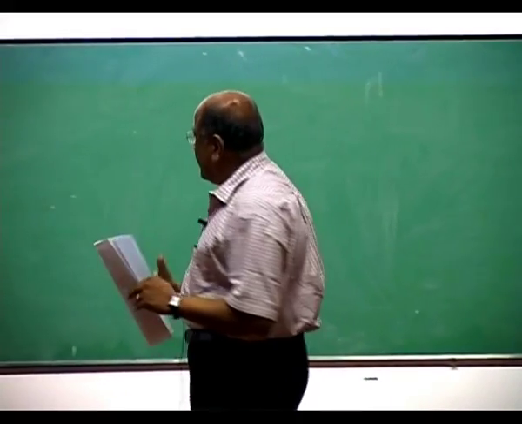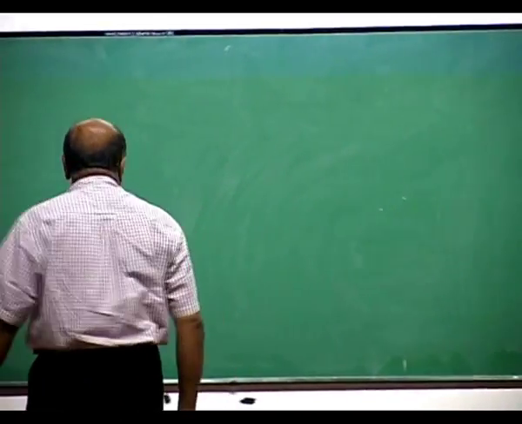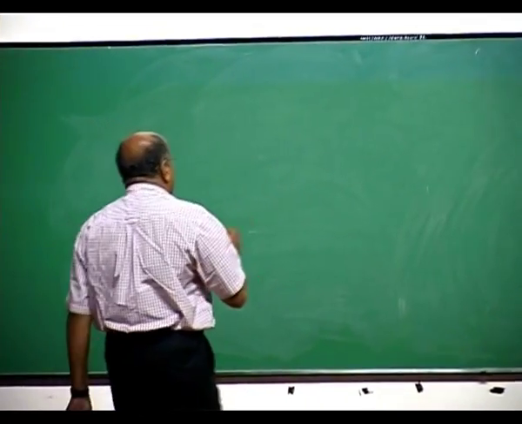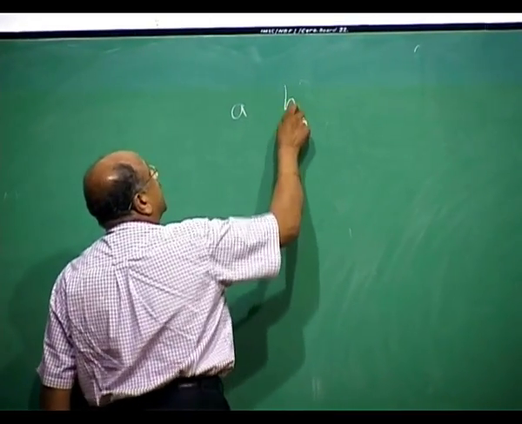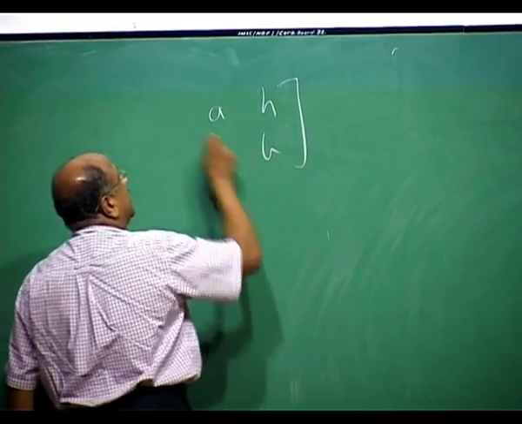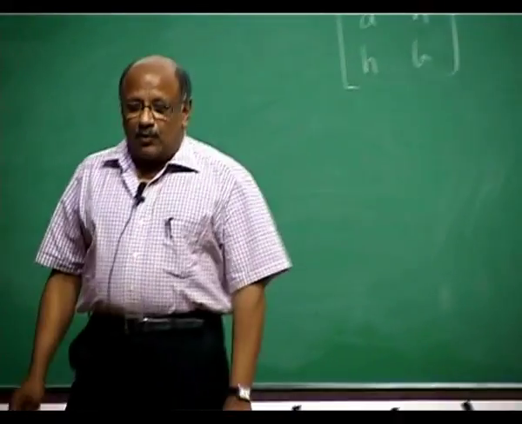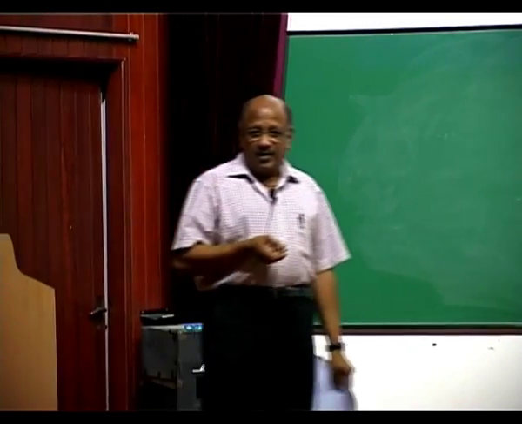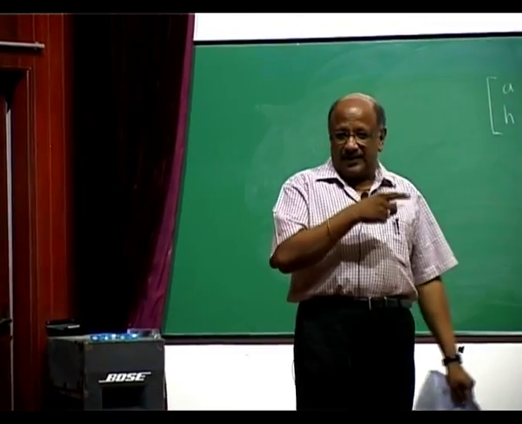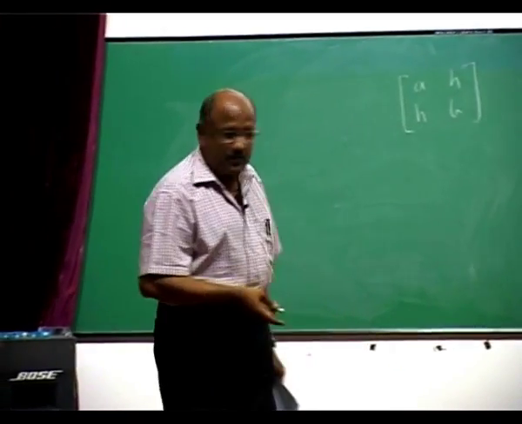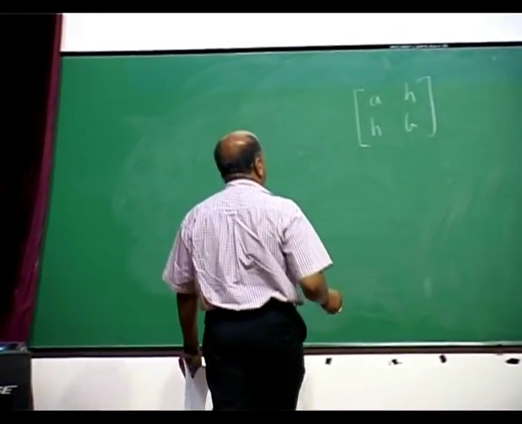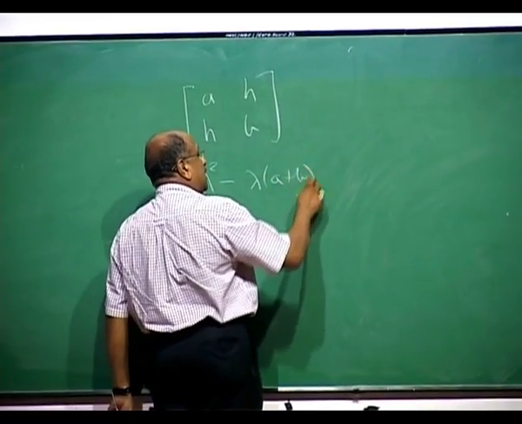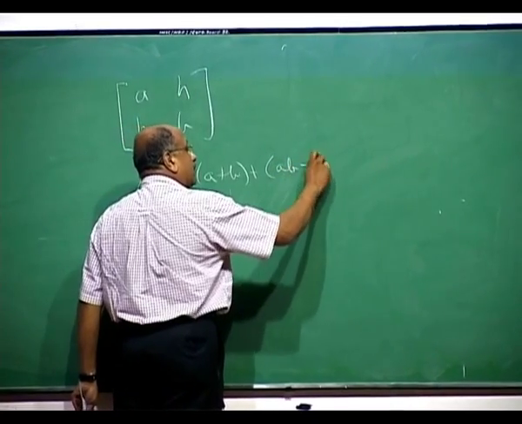So let me start with some linear algebra and then see how we can apply this to the study of conics. So let me take a 2 by 2 matrix which is real and symmetric. I want to compute its eigenvalues, so we write down the characteristic equation. Determinant of (a minus lambda, h; h, b minus lambda) equal to 0, and if you write it out, you are going to get lambda squared minus lambda times (a plus b) plus (ab minus h squared).